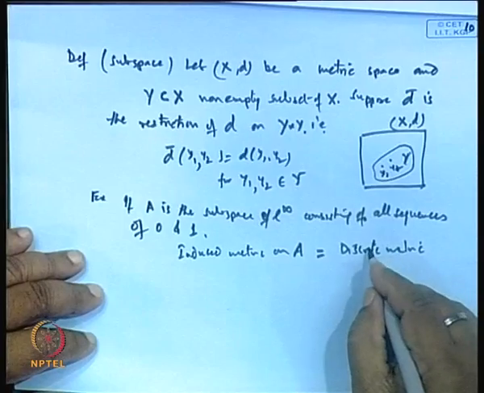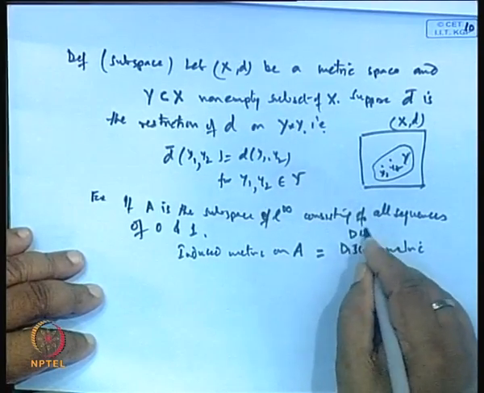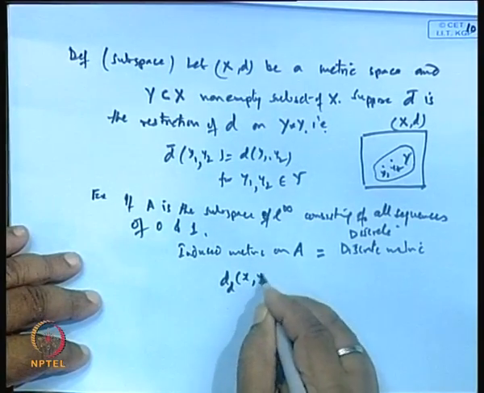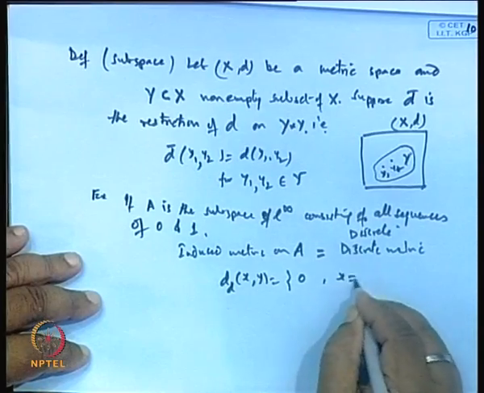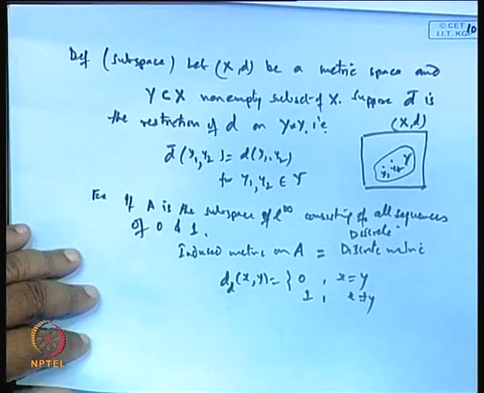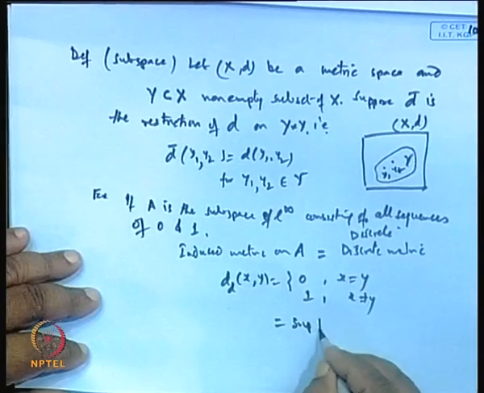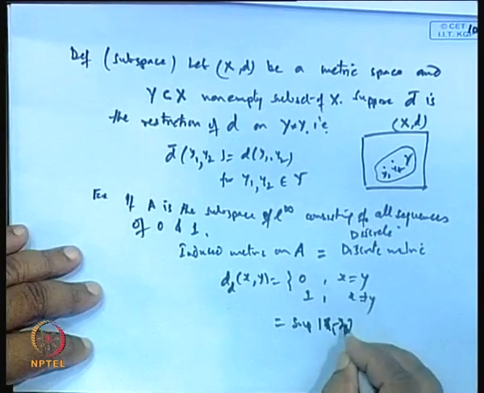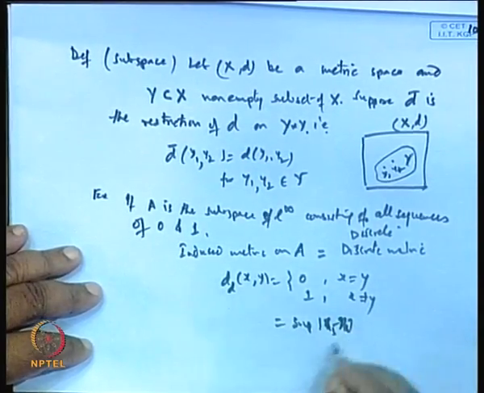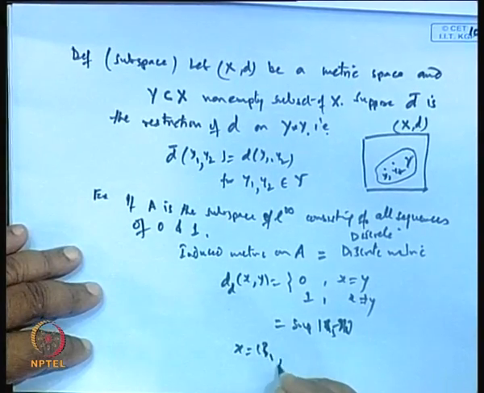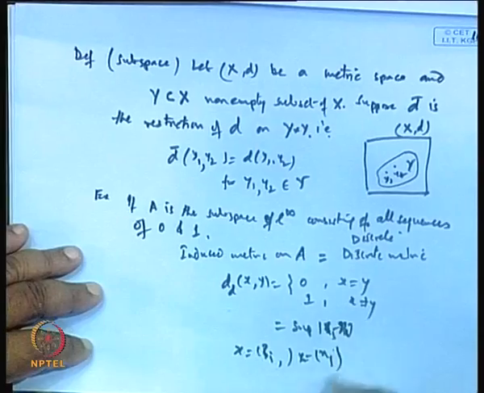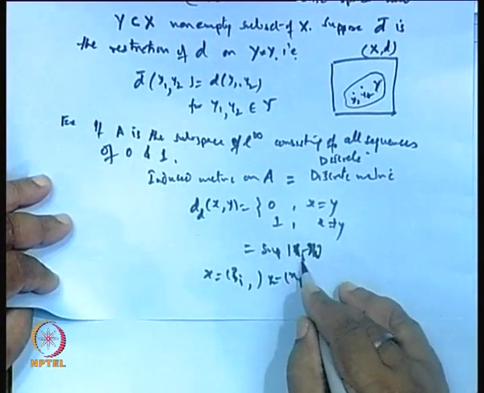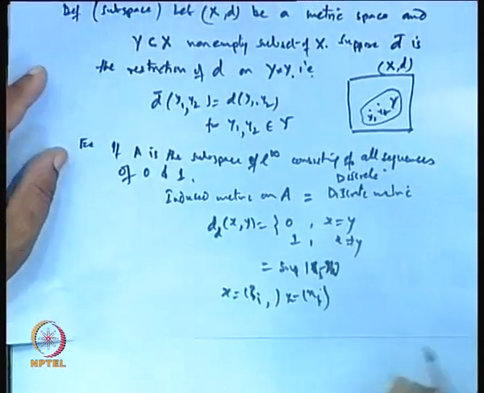because what is the discrete metric? If we take the discrete metric d, d of x, y is 0 if x is equal to y and 1 when x is not equal to y. It is as good as the supremum of mod of xi i minus eta i, where x is xi i and y is eta i. Because if these two are equal, then it will be 0, otherwise 1. So, the discrete metric becomes the induced metric for this.